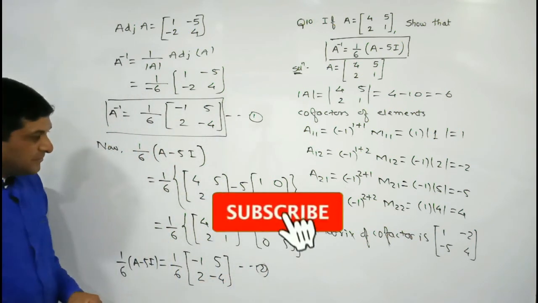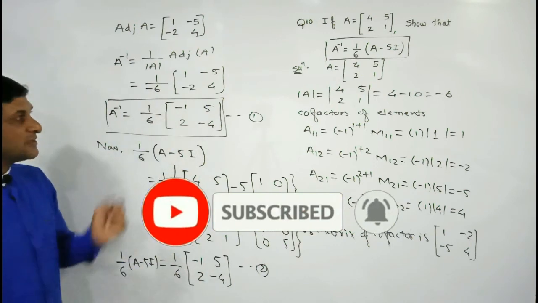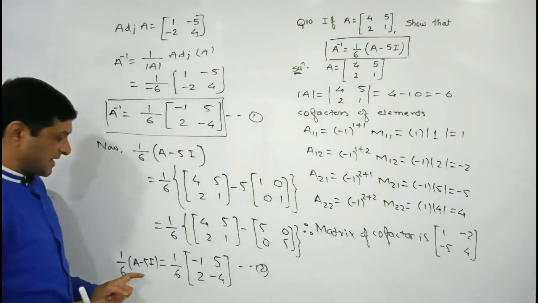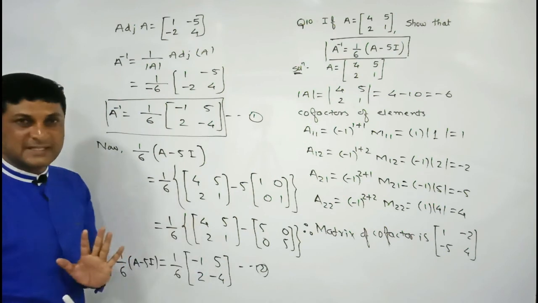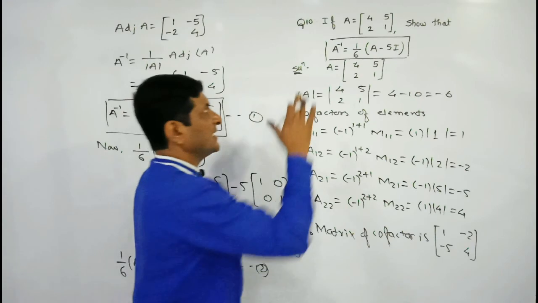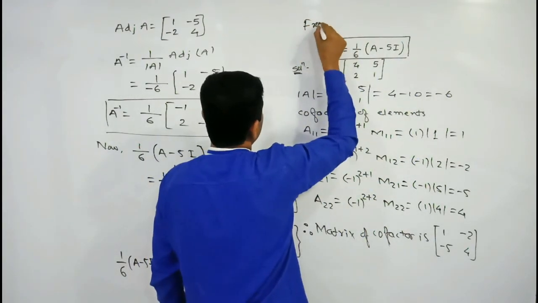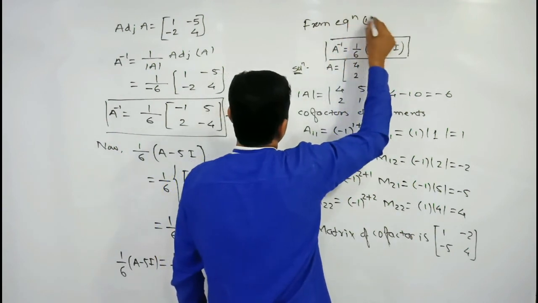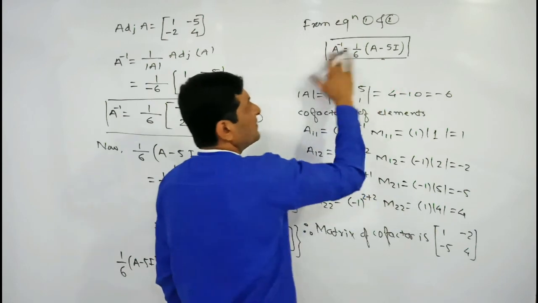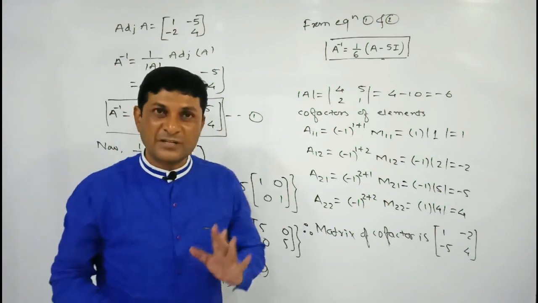And here we can observe that these two matrices are equal matrices. So this is nothing but the left hand side, and this is nothing but the right hand side. From equation first and second, we can conclude that the value of the left hand side is equal to the right hand side. In this way, we have completed question number 10 also.